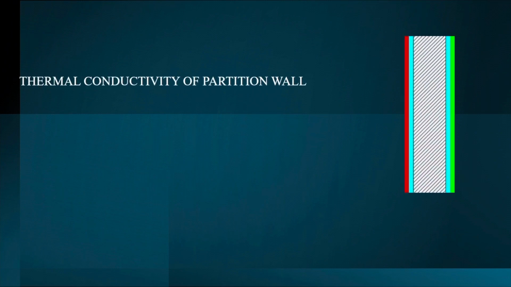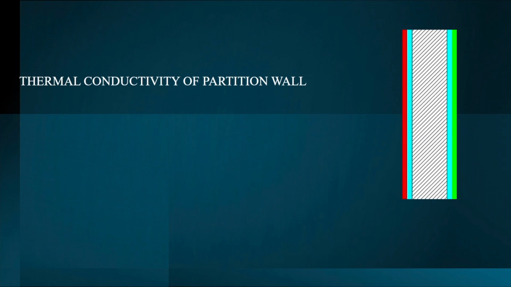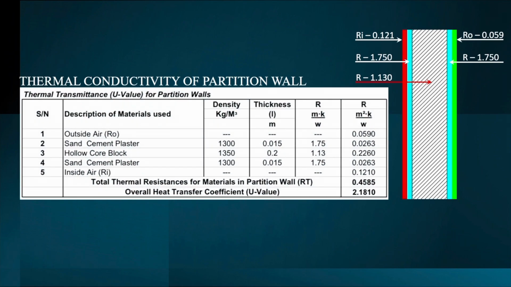Let us discuss the thermal conductivity of the partition wall. Rho is the thermal resistance of the outside air film and Ri is the thermal resistance of the inside air film. Rho for the wall is 0.059, Ri for the wall is 0.121. Let us now consider a hollow core concrete block with a thickness of 200 mm and thermal resistance of 1.130. We also need to consider on both sides a 15 mm thick cement plaster with a thermal resistance of 1.750. Let us now look at the Excel sheet calculation for the thermal conductivity of partition walls.